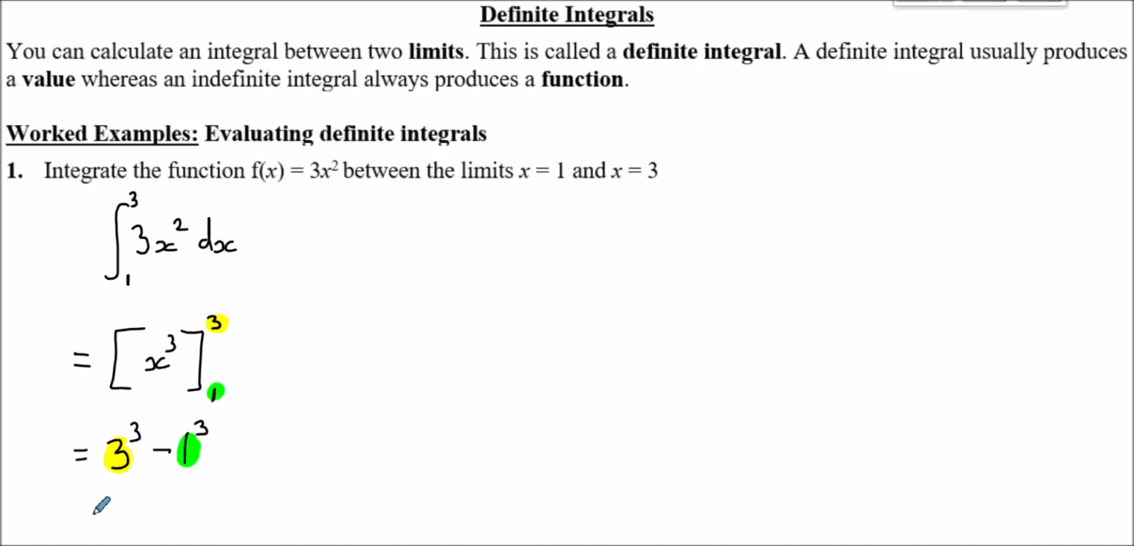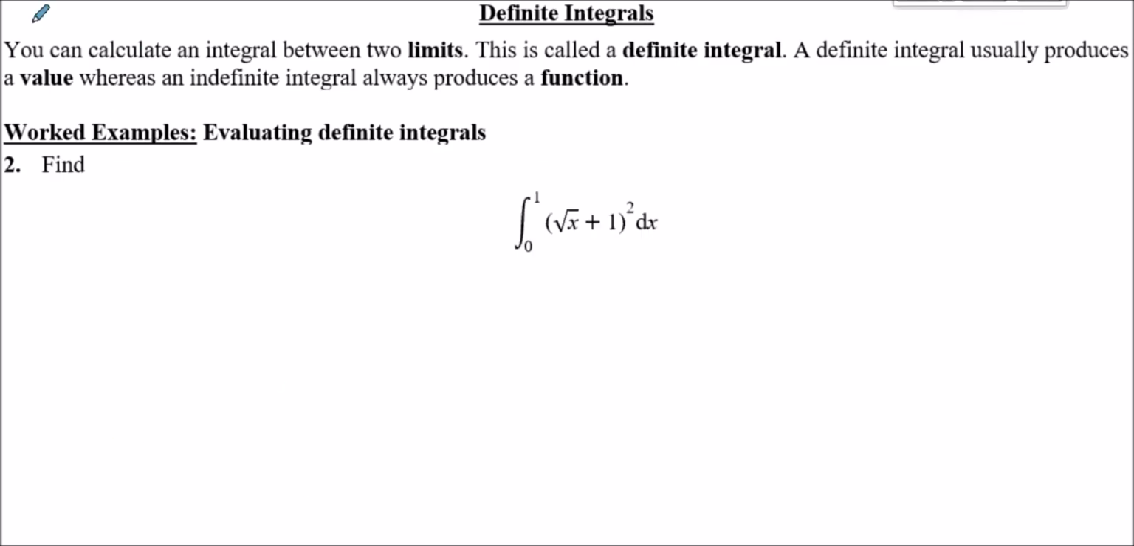So 3 cubed is obviously 27, minus 1 cubed, which is obviously 1, and that gives us 26. And so that's a fairly easy starter example. So that's how a definite integral works. And as we see, it gives us a value, like we mentioned here. It doesn't give us a function.